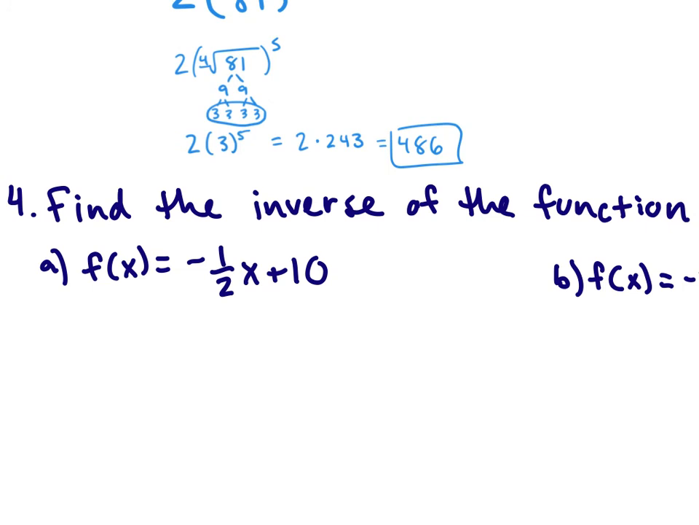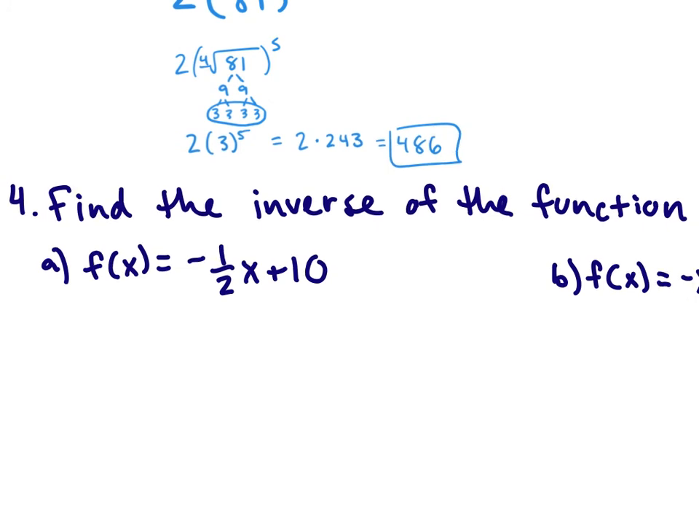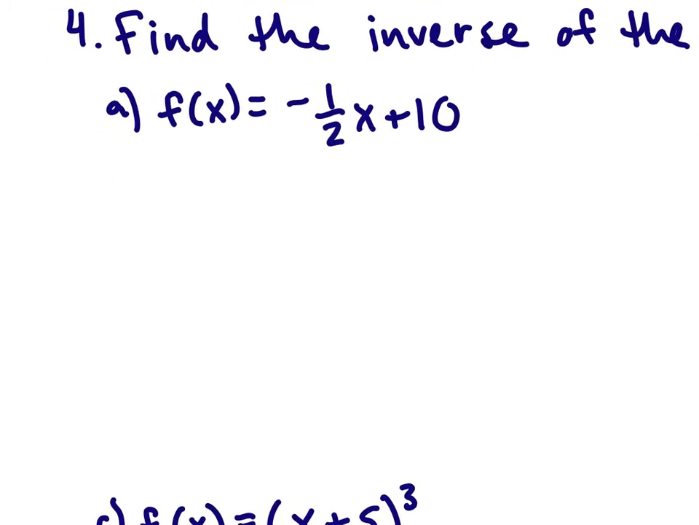So we have to find the inverse of the function. How do we find the inverse? What should we do? So make this y, and then what should we do next? Awesome. We just flipped the x and the y. And then we need to solve for y. So how do we get y all by itself?